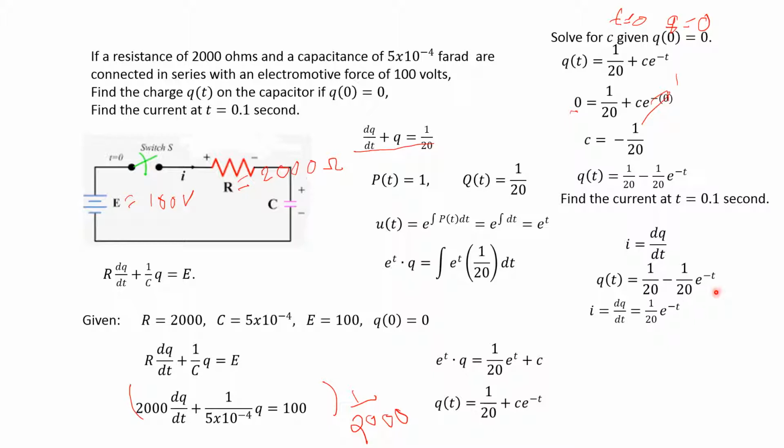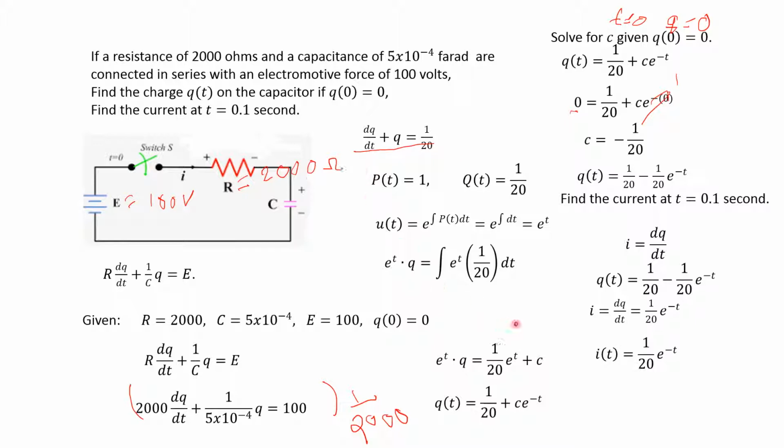And getting the first derivative, this is constant. This is just negative 1 over 20 times negative 1 e to the minus t, that becomes positive. So negative 1 over 20 times negative 1 is 1 over 20 e to the minus t, and just substitute t is 0.1 second.